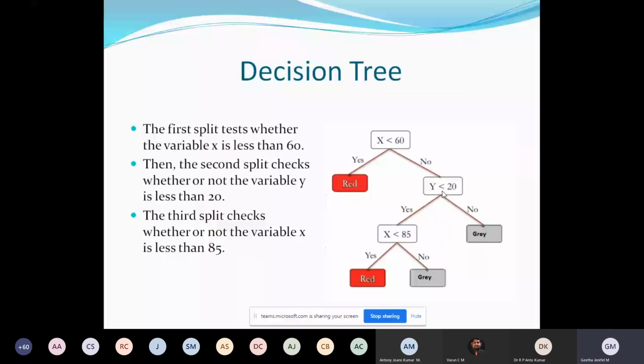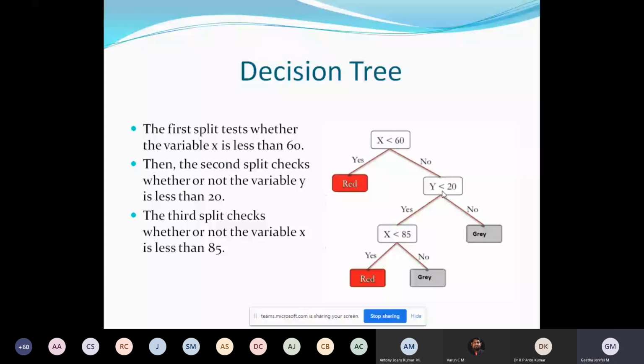In the third split, it checks whether or not the variable X is less than 85. If it is true, the model says the prediction is red. Otherwise, it says the prediction is gray.